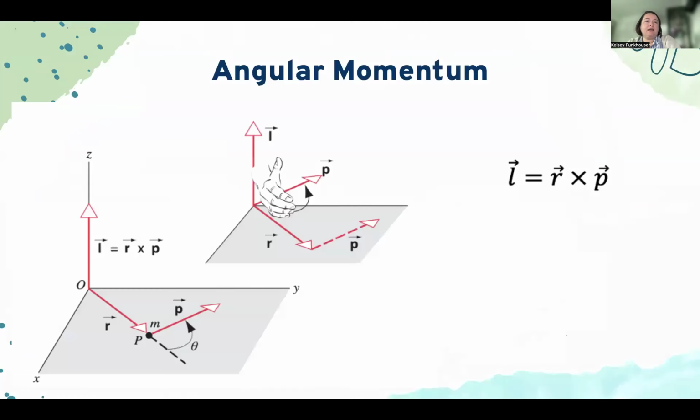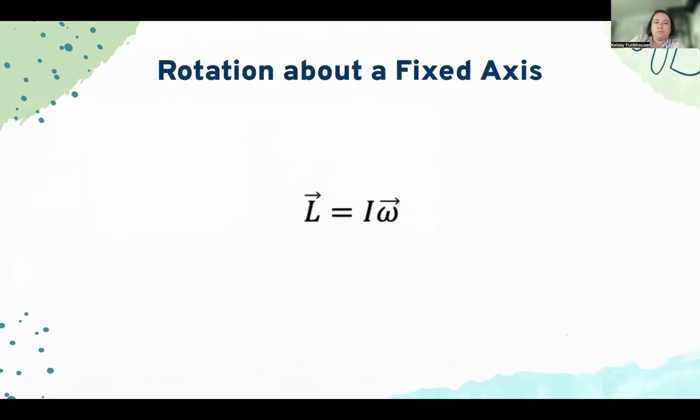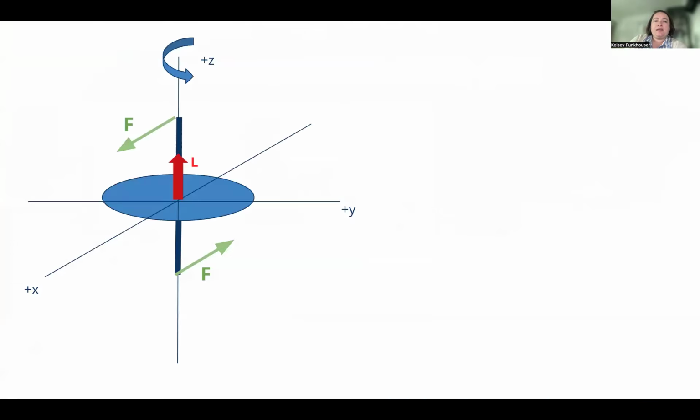But angular momentum with the right hand rule: if you have linear momentum information, you can use the right hand rule for the cross product. But if all you have is the angular velocity, you just curl your fingers in the direction of that rotation. So, rotation about a fixed axis.